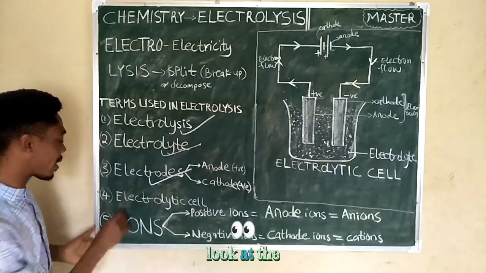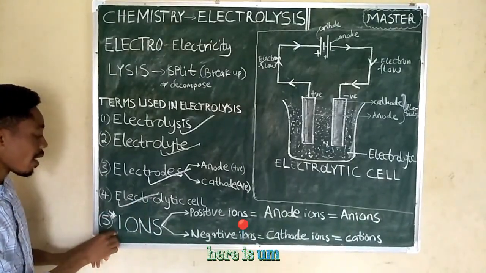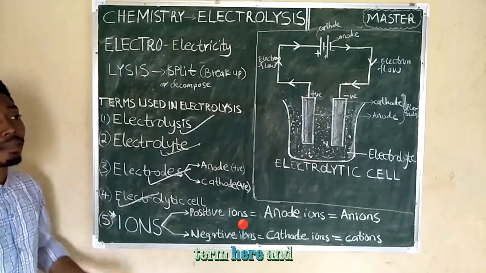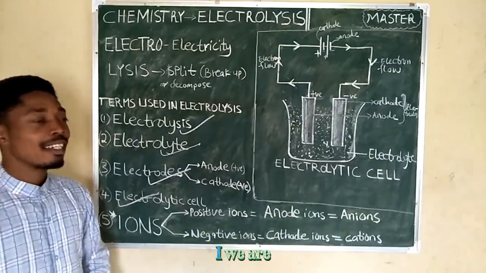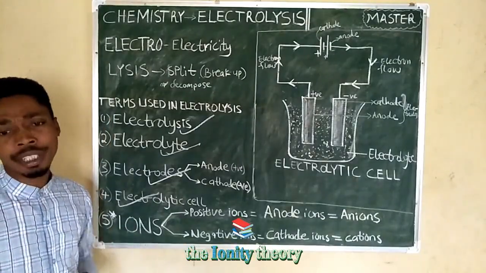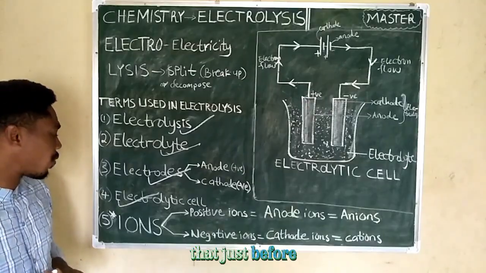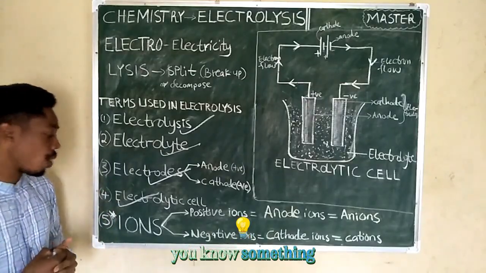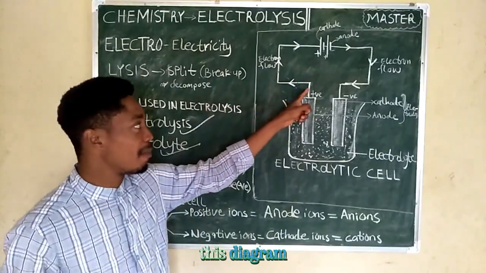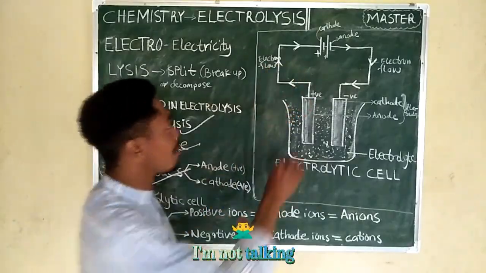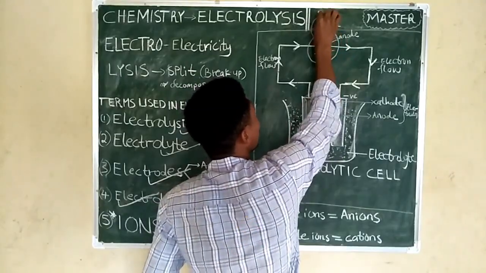Now, if you look at the fifth term here, the fifth term here is ions. That's the next term here. And before I talk about this, we are going to look at the ionic theory. But just before that, it's important you note something in this diagram.